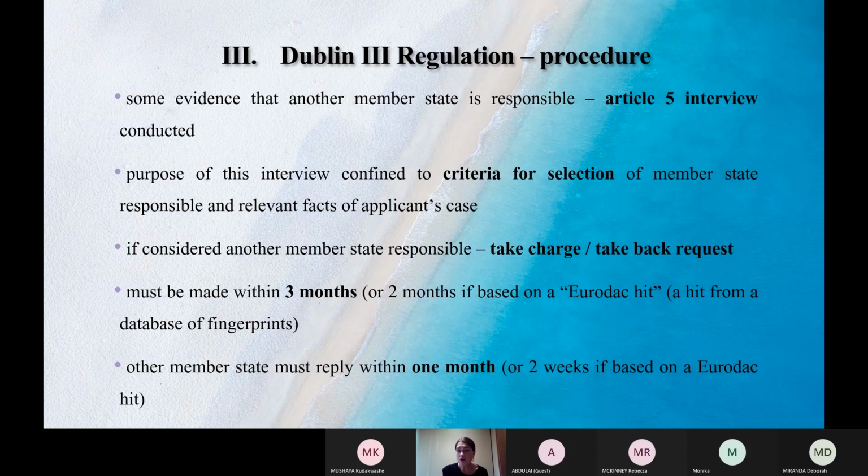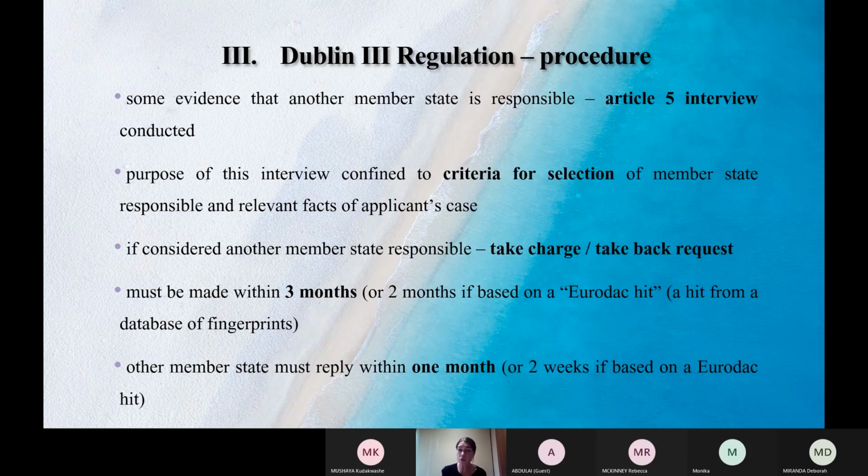Following the Article 5 interview, if another member state is deemed to be responsible, Ireland will issue, or another member state to Ireland will issue, what's called either a take charge or take back request. A take charge request is where the other member state has never processed any part of the application to date, and a take back request is when they have, and you're just asking them to take back the person.